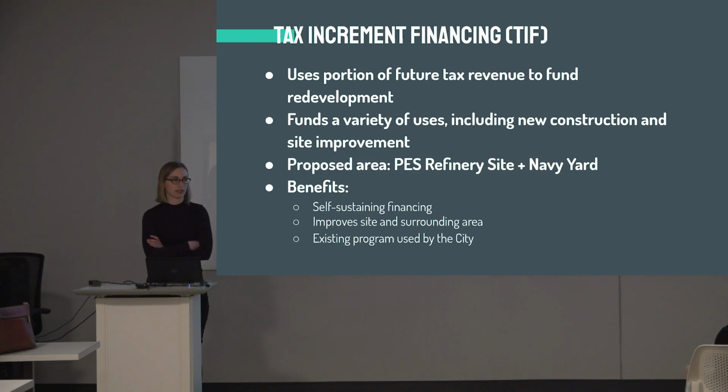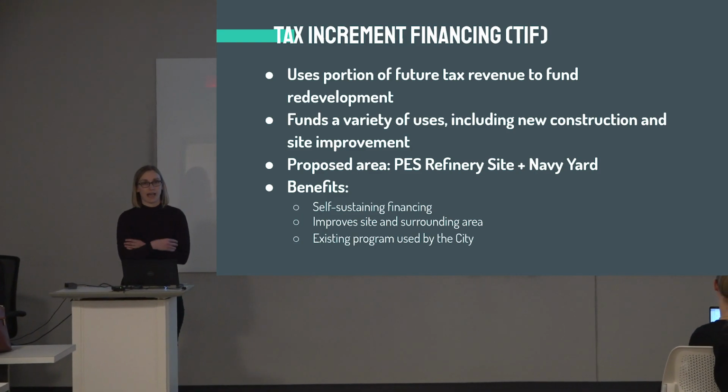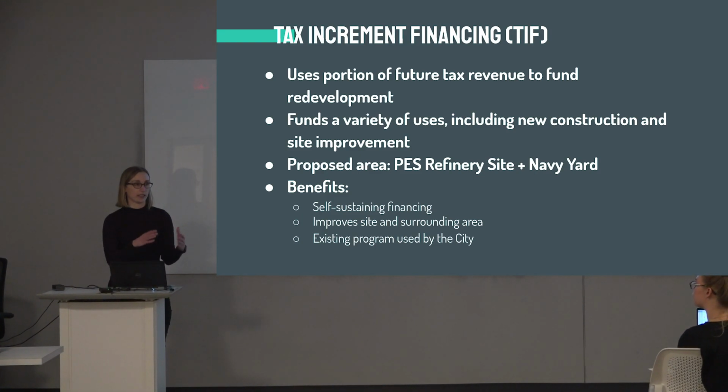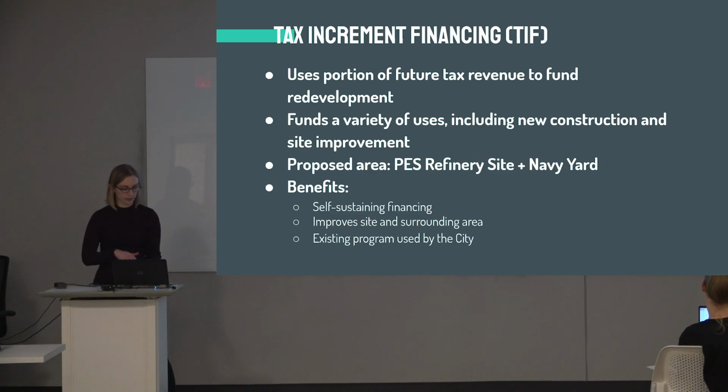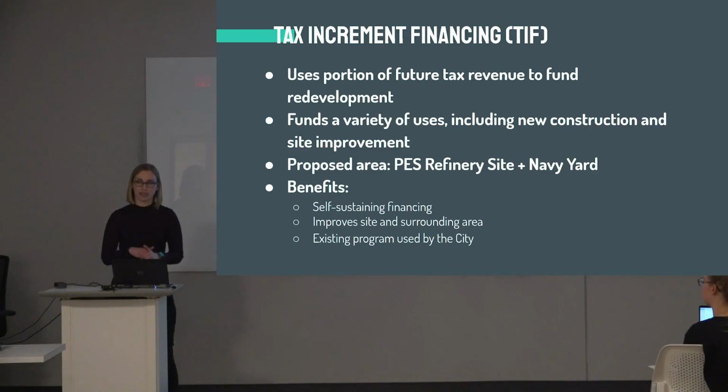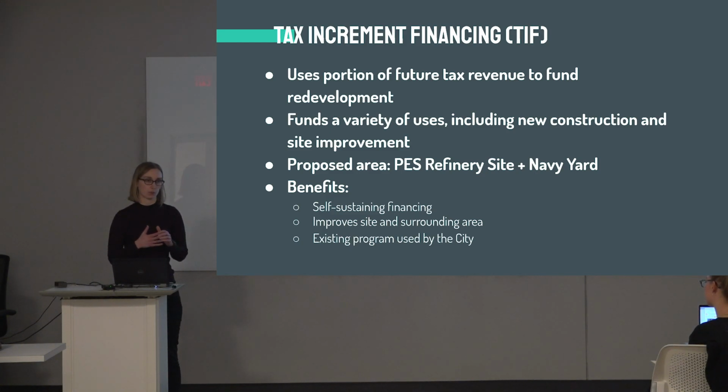So the first step is to establish a TIF district, which will include the area that the site is in, and then typically also includes some surrounding area. After the TIF district is identified, the base amount of taxes or the current amount of tax revenues being collected in that area is established as the base and is frozen for the life of the project.